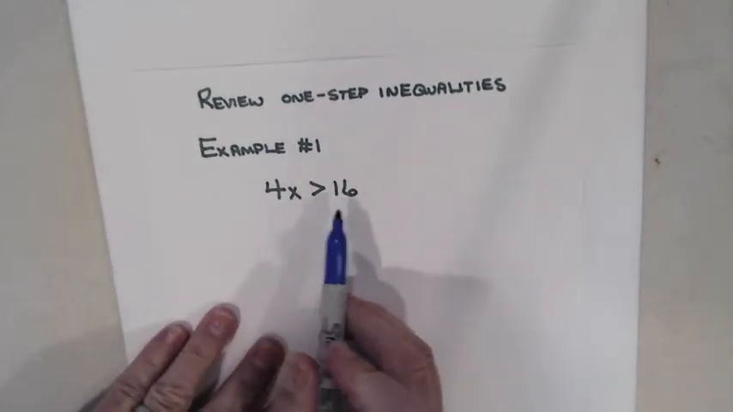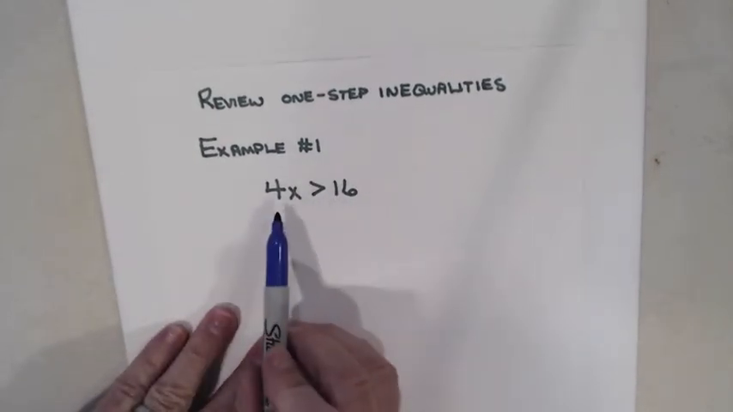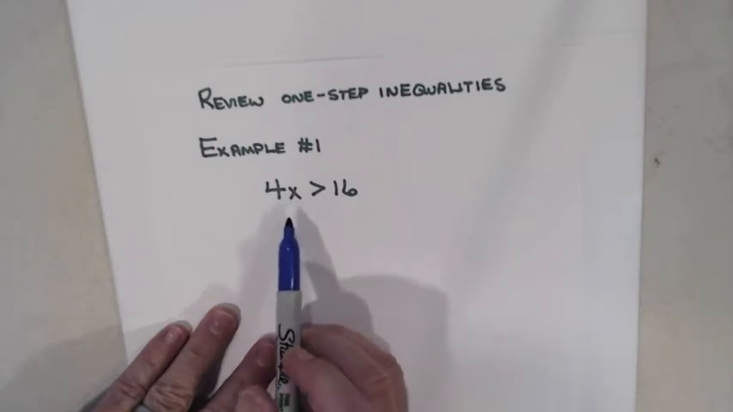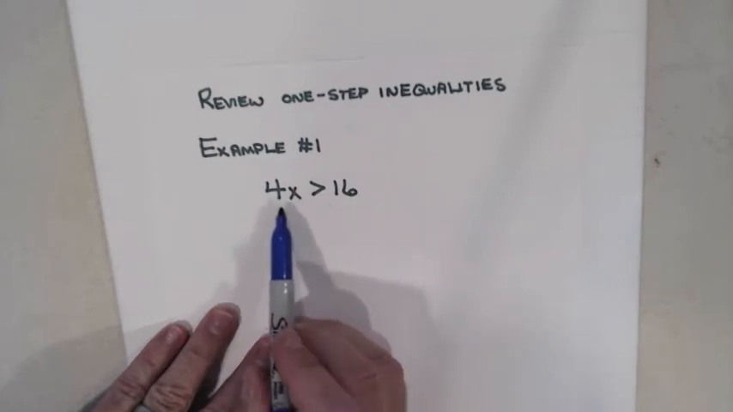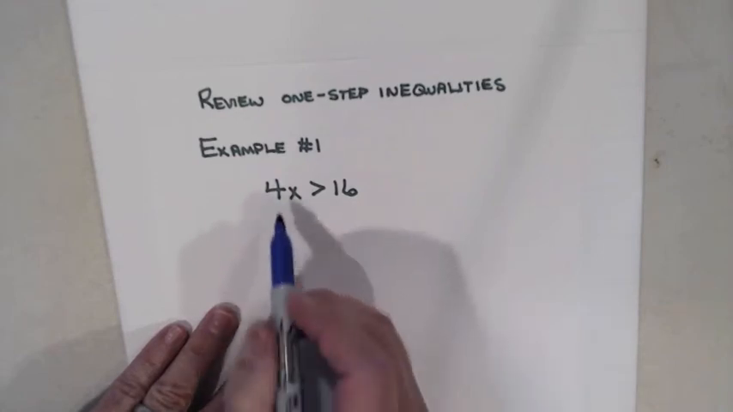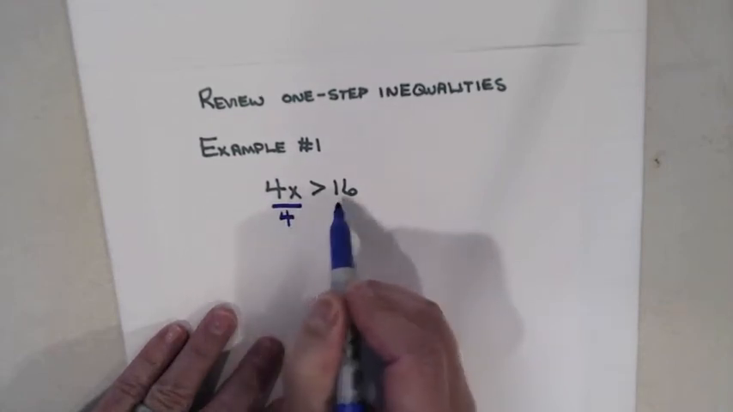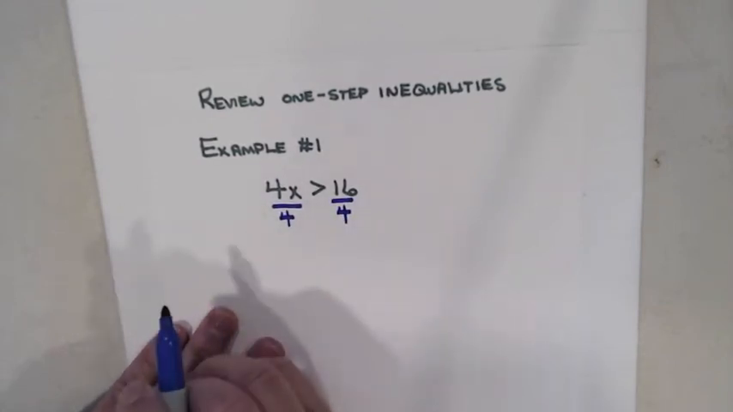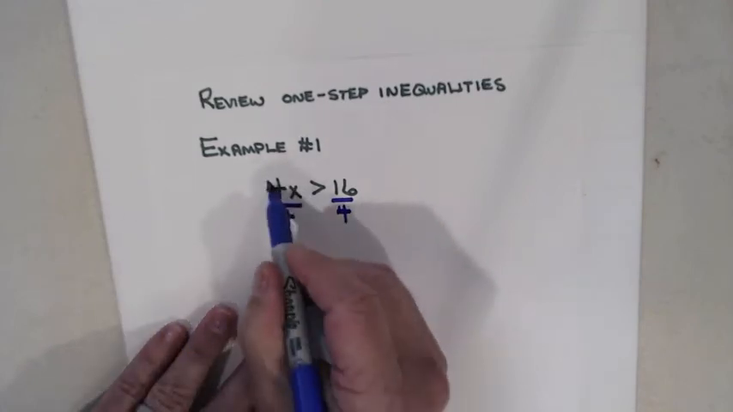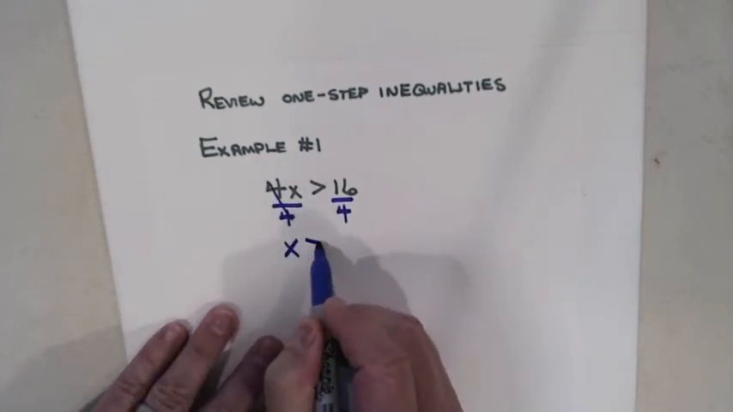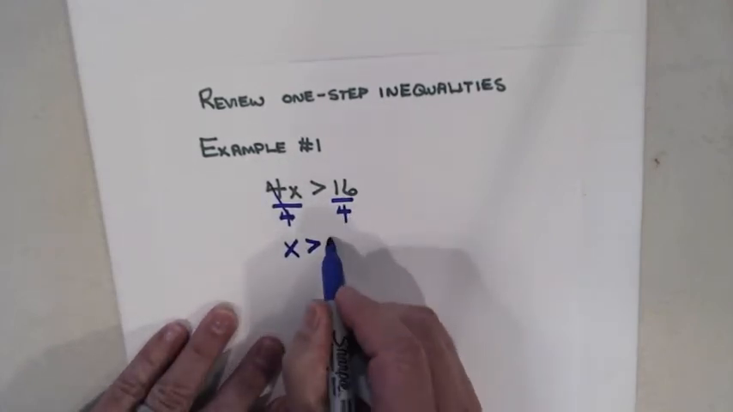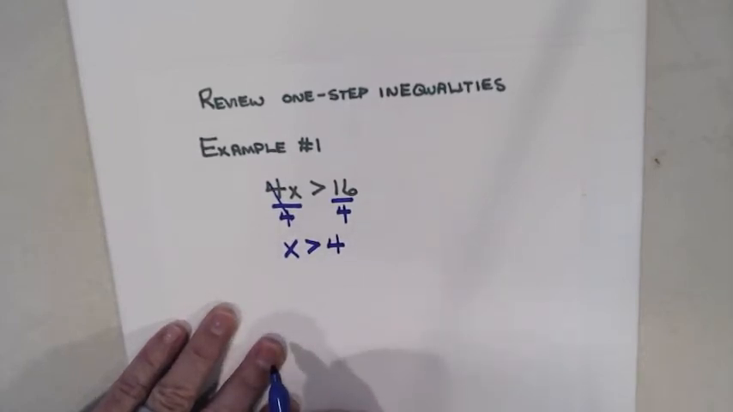To solve this inequality is like an equation. I look at what's being done in the equation and I do the opposite. The opposite of multiplying by 4 is dividing by 4. So I need to divide both sides by 4. These 4's cancel out. X is greater than 16 divided by 4, which is 4.